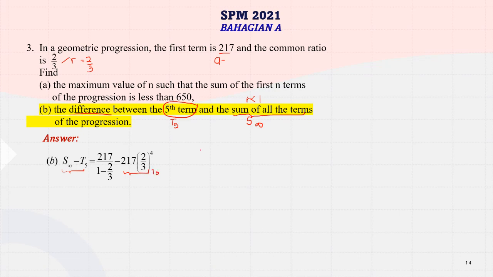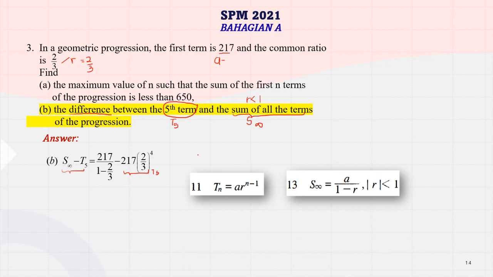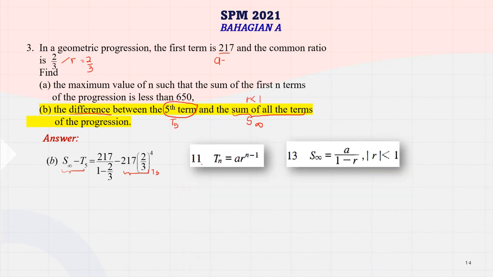T5. So, kita refer pada formula, right? This is the formula yang pop up tu. Okay, number 11 from the list of formulae there. This is Tn untuk GP. Tn is equal to ar^(n-1). So, that's why di sini this is a, r, 5 minus 1. That's why dia adalah 4. Okay, a is 217. r adalah the whole thing here in bracket. r adalah 2/3, 5 minus 1, it is 4. So, itu yang kita dapat dari sini.